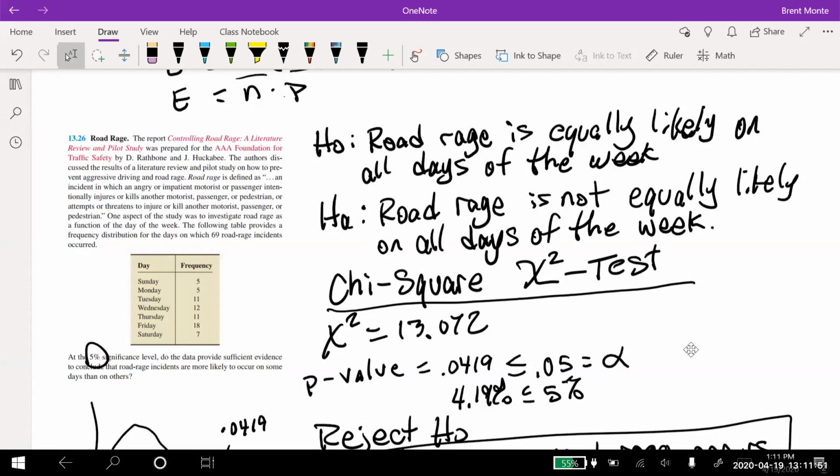So we're talking about this road rage problem. We have the null hypothesis, road rage is equally likely on all days of the week, and the alternative, road rage is not equally likely on all days of the week. So we're doing the chi-squared goodness of fit test. As I was saying, not all of the calculators have this capability. Some of the TI-84s can do it, some cannot. They don't have it internally written in as one of the statistics tests. I don't think any of the TI-83s have it.